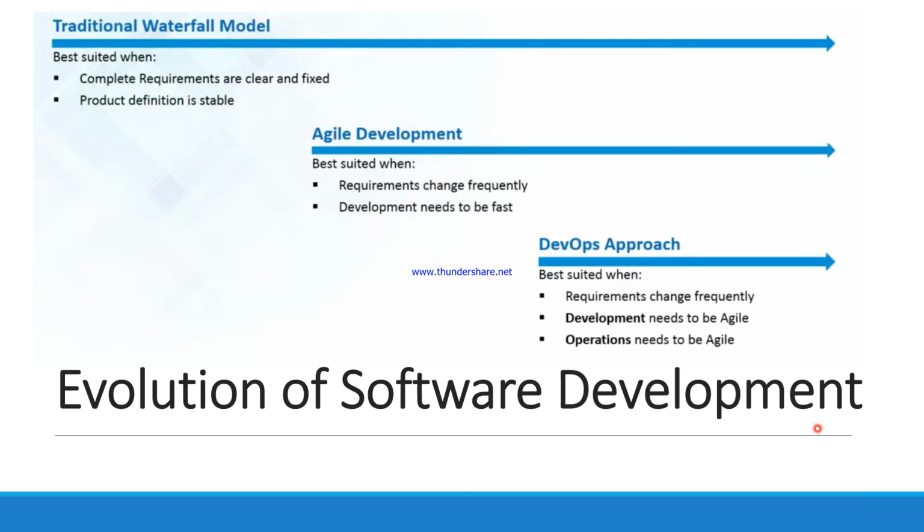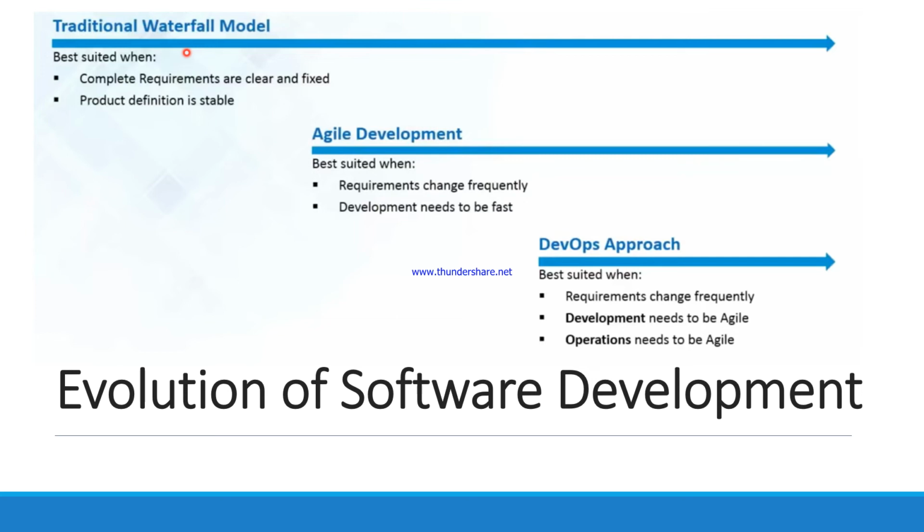Similarly, we follow Agile methodology. As a DevOps person, we should follow Agile methodology. Requirements keep on changing, so development needs to be fast. That's why we use Agile methodology. Previously they used the waterfall model. In the waterfall model, the complete requirement is clear and fixed. That's why they used the waterfall model.